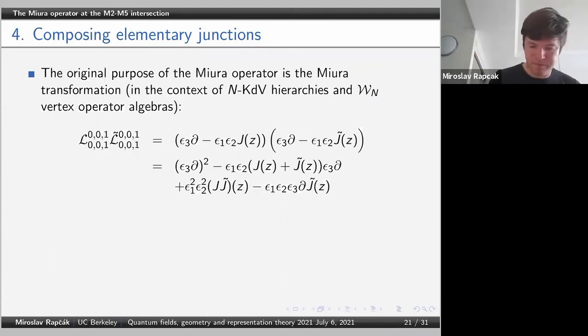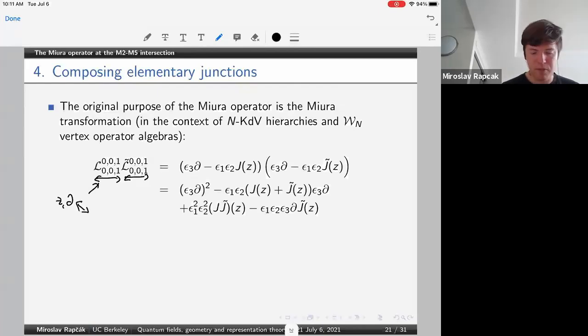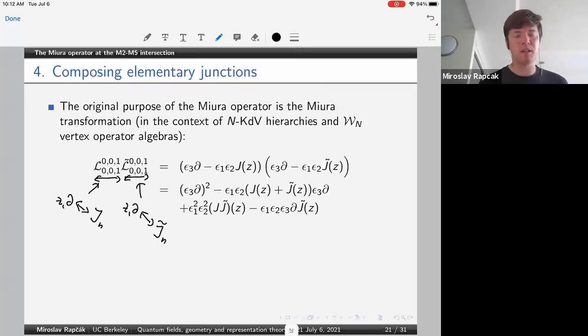So let me go through the calculation. Here on the right-hand side, I take, as I told you, 2 copies of the Miura operator. For the first Miura operator, it couples the Z and Z del algebra, this is the M2 brane algebra, with the Jn modes. On the other one, since it's associated to the same M2 brane but a different M5 brane, it couples the same M2 brane algebra with a different M5 brane algebra. So I denote the generators of this different M5 brane algebra as J tilde.